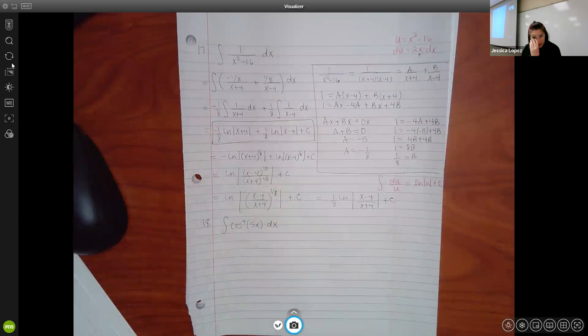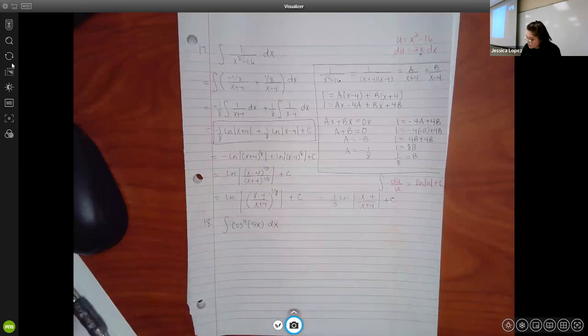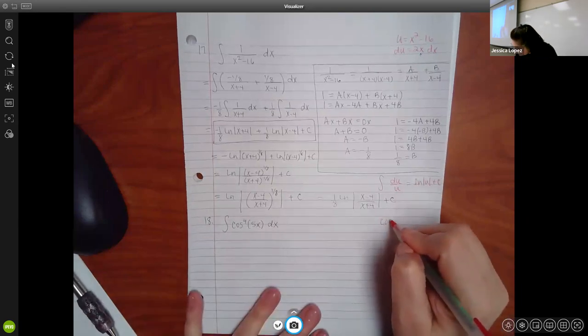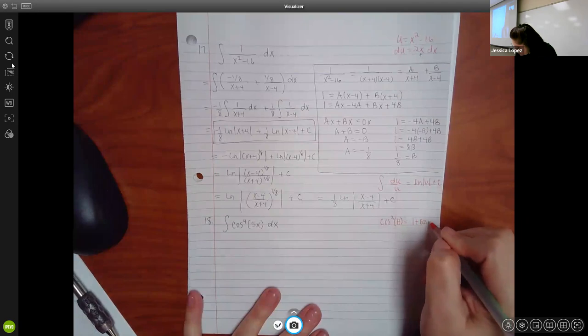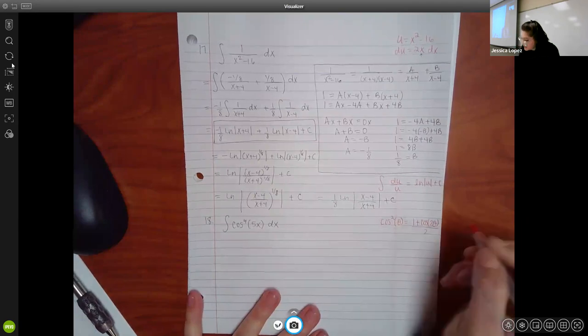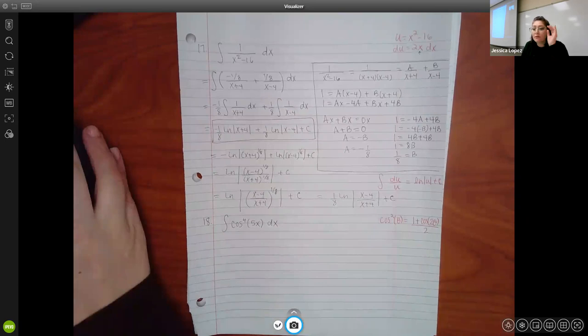Okay, number 18, very plainly just says find the indefinite integral. And so because I have cosine to the fourth power, remember we only have exponential rules for just cosine and just sine, okay? So if we want to do the fourth power, we have to use what are called power reducing formulas. So I'm going to double check, but I think cosine squared of an angle is 1 plus cosine of double that angle over 2. I think it's a plus, but let me verify real quick.